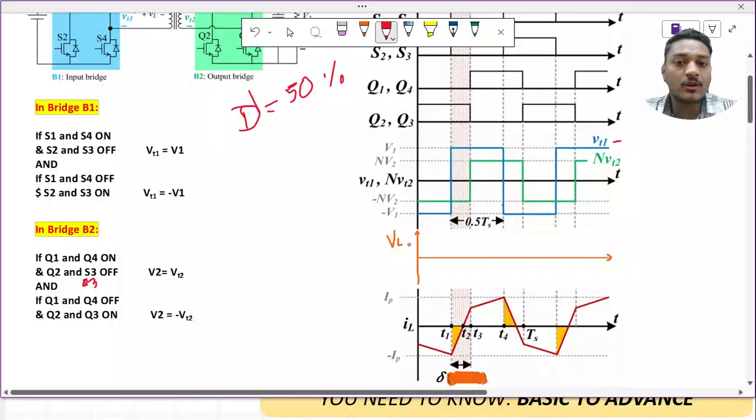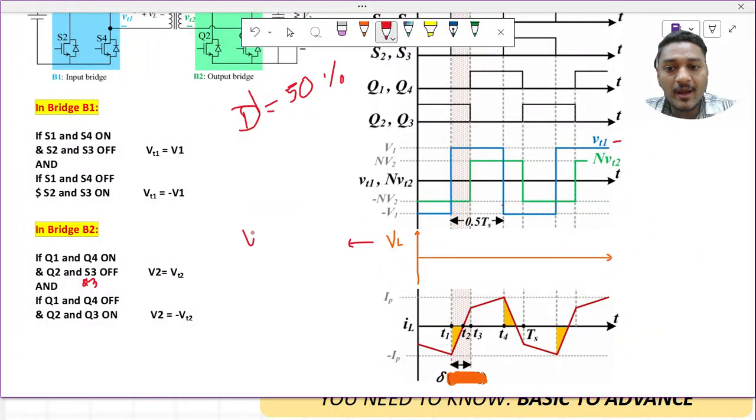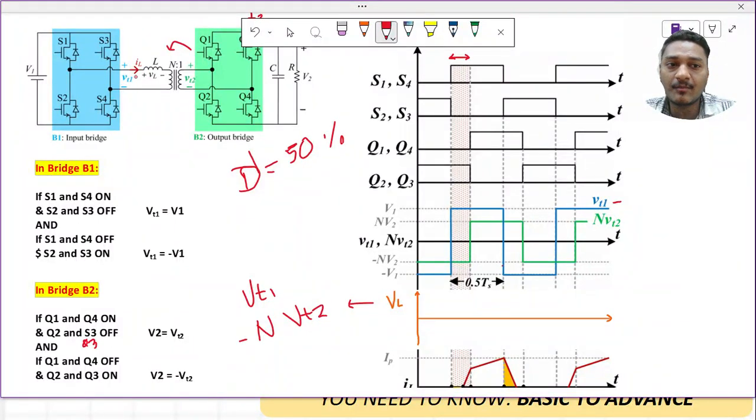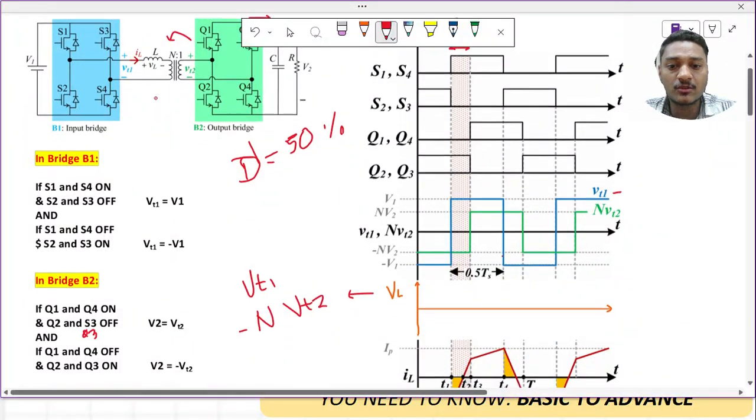Now we wanted to draw the waveform for IL. So what is my VL? I wanted to draw the waveform for VL. VL is my VT1 minus n times of VT2. Using simple KVL I can write this down. So this is the waveform. Now VT2 is at this particular point and VT1 at this particular point, so I can easily go here and apply the KVL, and get the voltage across VL.